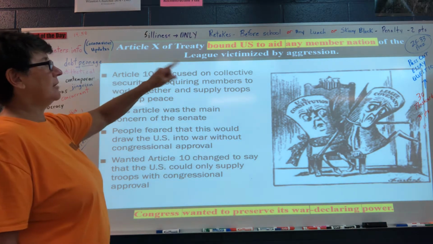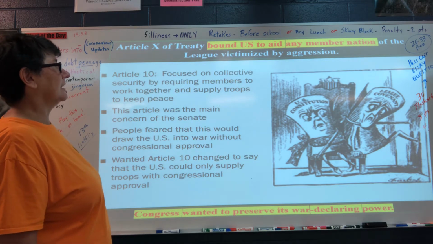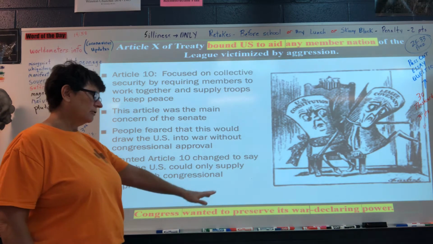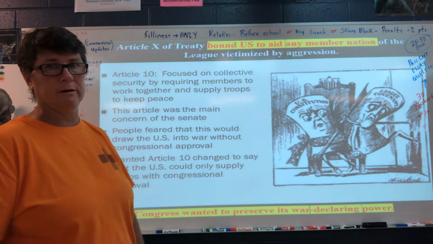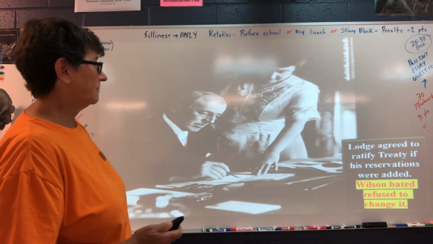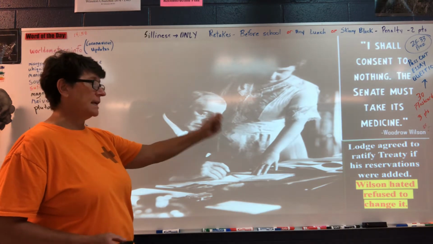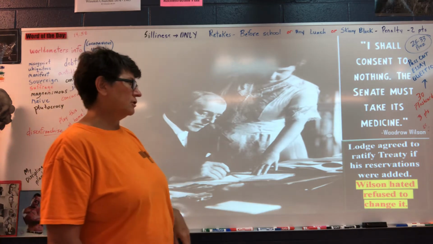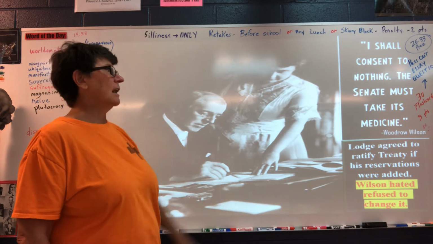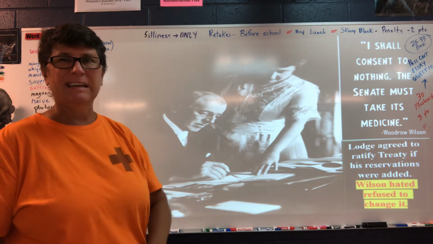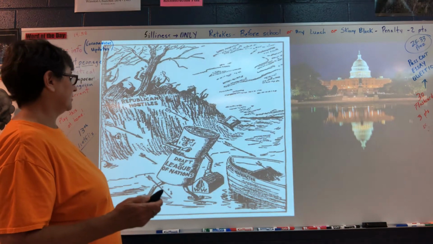Article 10 of the treaty bound the U.S. to aid any member nation of the League victimized by another aggressor state. Congress wanted to preserve its war-declaring power. Rightfully so. Most people believe rightfully so. Lodge agreed to ratify the treaty if his 14 reservations were added. Wilson hated it and refused to change. "I shall consent to nothing. The Senate must take its medicine." They did not take its medicine.